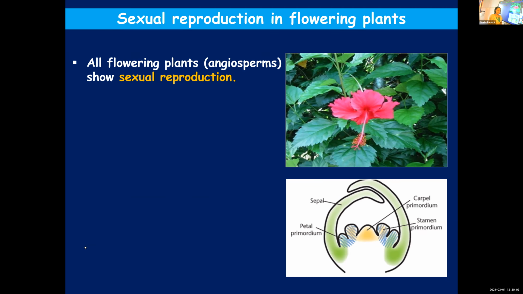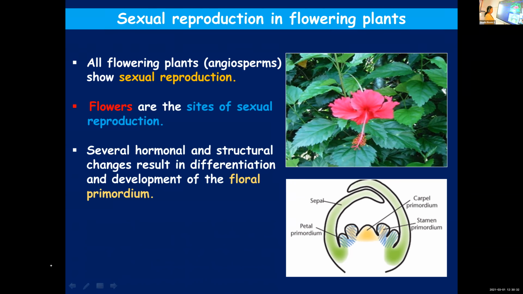Then angiosperms? They're within the fruit. Seeds are formed within the fruit, and you know how a fruit is formed. No flowers are produced in gymnosperms, whereas flowers are produced in angiosperms. So angiosperms include the flowering plants.